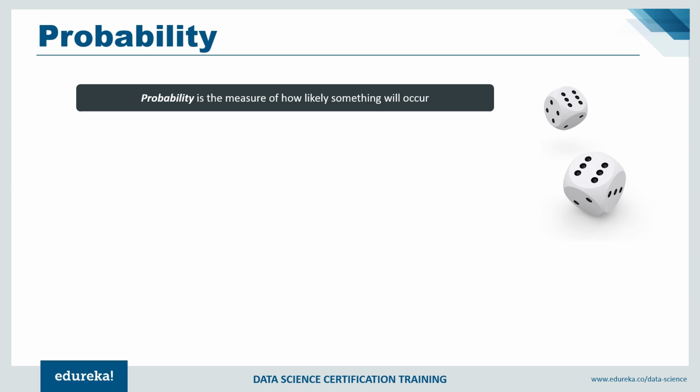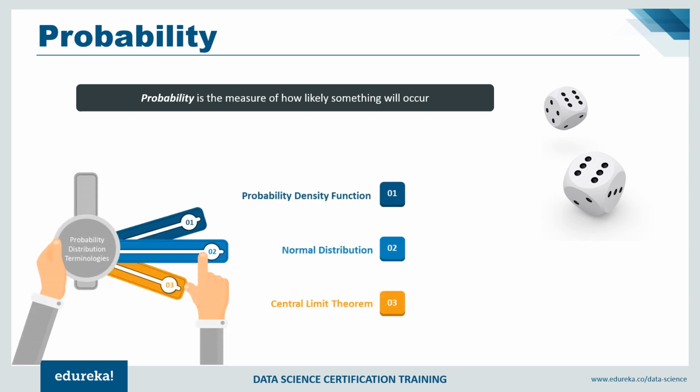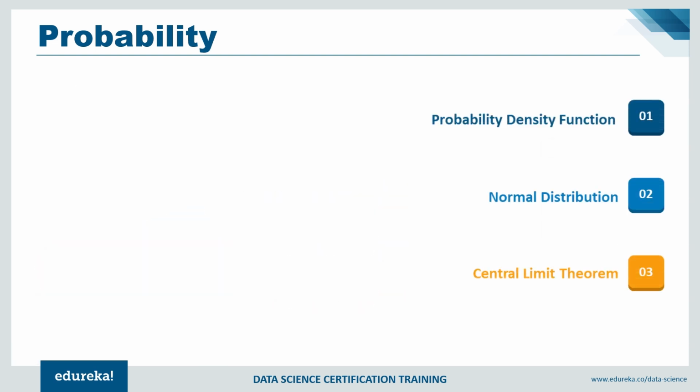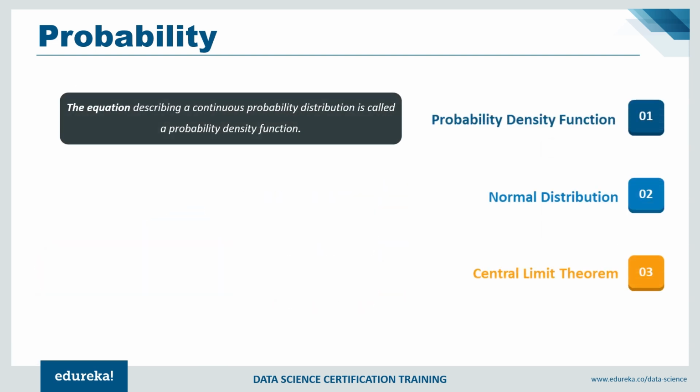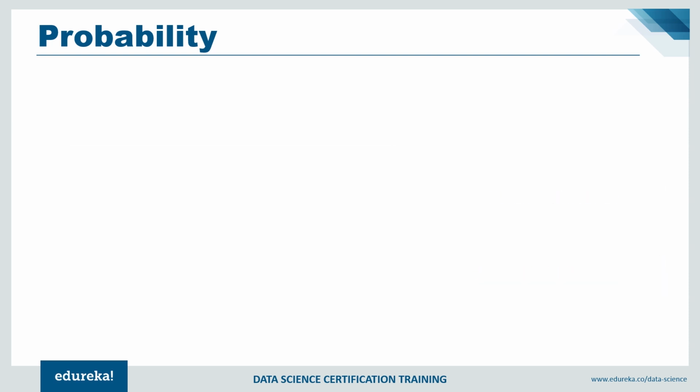Now, when talking about probability distribution techniques or terminologies, there are 3 possible terms: the probability density function, normal distribution, and the central limit theorem. The probability density function is the equation describing a continuous probability distribution. It is usually referred to as PDF.